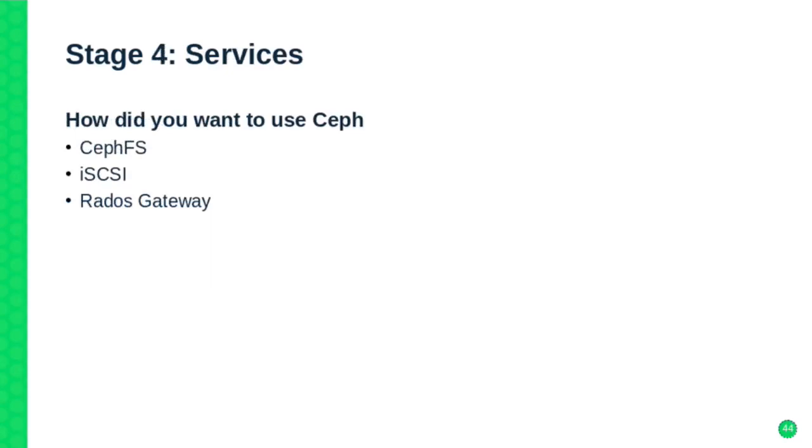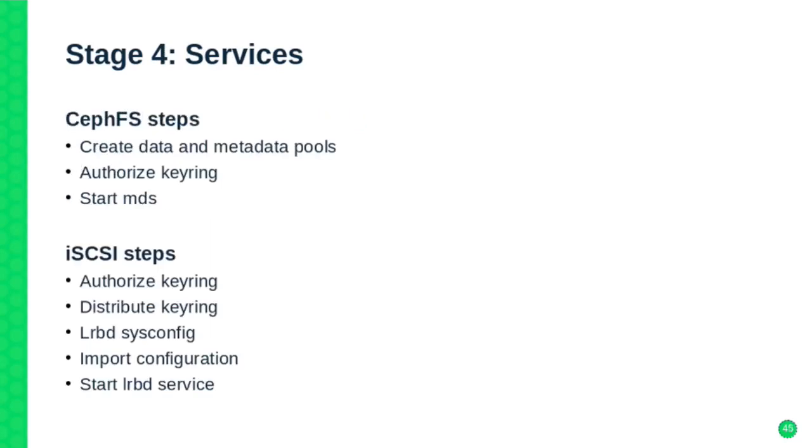For the services, how did you want to use Ceph? You might want to use CephFS, iSCSI, or Rados Gateways. The CephFS steps are pretty simple. If you've done it by hand, you're creating a data pool and a metadata pool, and authorizing a keyring, and we start the MDS service on whichever machines you wanted. iSCSI has its own keyring, so we authorize that keyring and distribute it to all the iSCSI gateways. LRBD is still being used to create the redundant gateway configuration. The configuration's imported, and the LRBD service is started.